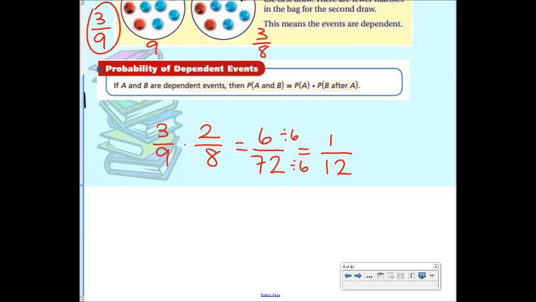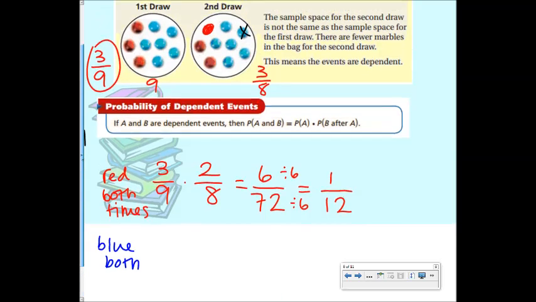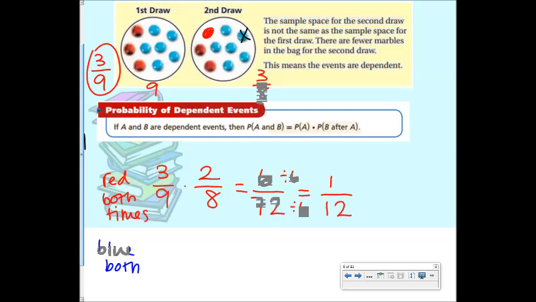Okay, so then one more, the last one, is what about red first, blue second? All right, so what about red first? What would be the probability of red first? 3 out of 9. And blue second? 6 out of 8. And what would you do with those? Multiply. So you get 27. Wait, my bad. 18. Good. Which I'm going to divide by 9, which is 2 over 8, which is 1 over 4.